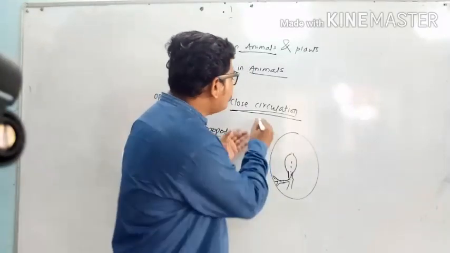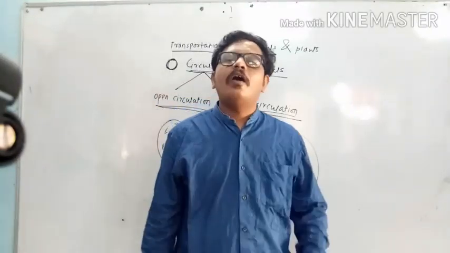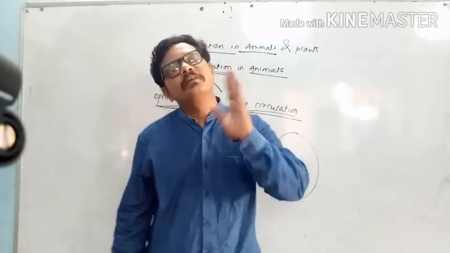So what are the examples of closed circulation? All the higher vertebrates, including the mammals also.